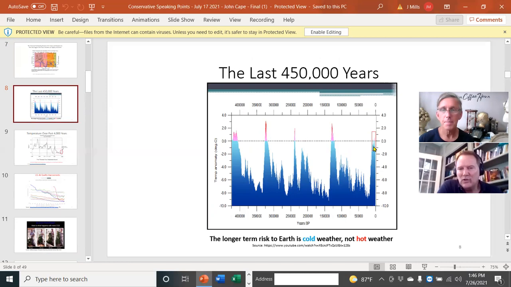And you see that during the last interglacial periods, the last four periods between glaciations, temperature has been higher than it is right now. So to say that the temperature on the planet is unusual, you're not looking at the best reconstructions of what the temperature is doing.